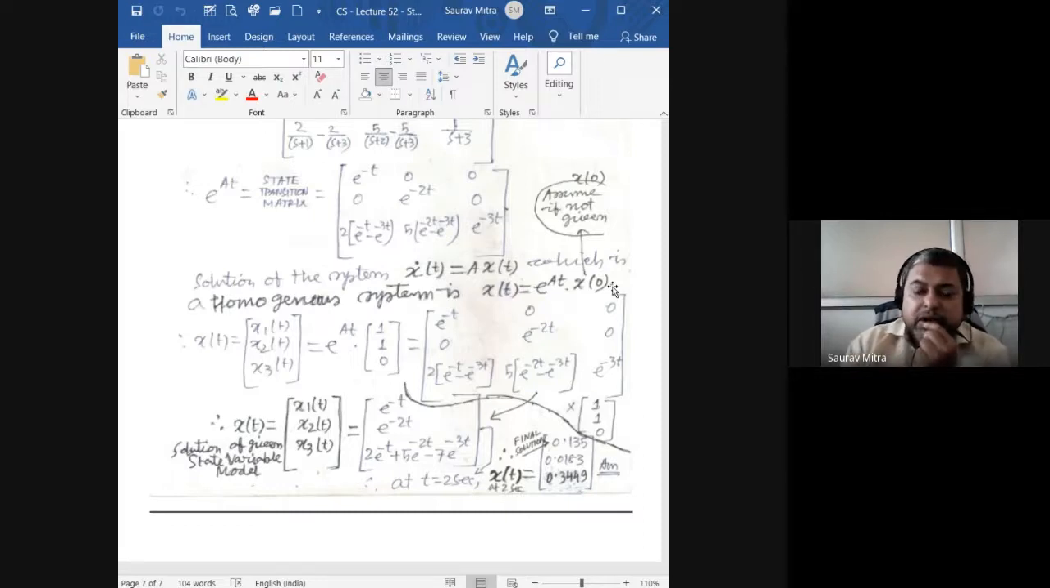So today we are doing only this much. I have told you what the state transition matrix is, the most important thing in finding the solution of state variables, which is required for finding the solution for homogeneous as well as non-homogeneous systems. We are doing the solution of state variable analysis, and in that the first part is finding the state transition matrix. Tomorrow we will do the non-homogeneous system solution.